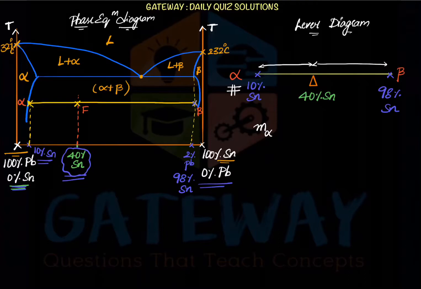Let this point be some F, and let this point be A, and let this point be B. When we have to calculate alpha on the left hand side, you need to take the distance FB upon the total distance. That is the lever rule. Generally, this is the lever rule we know.